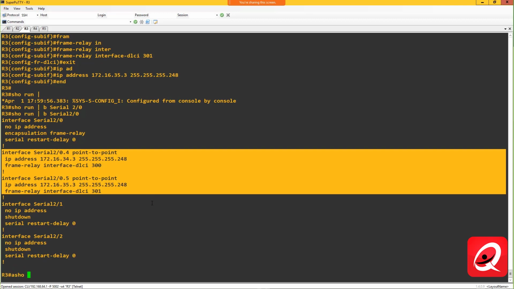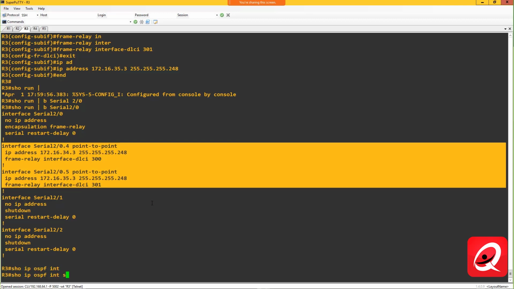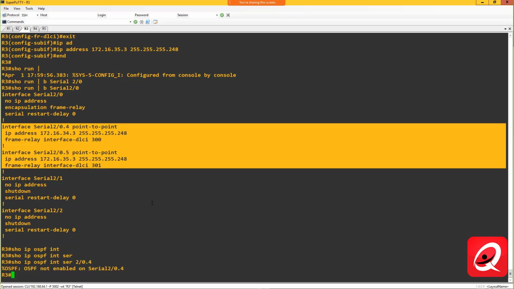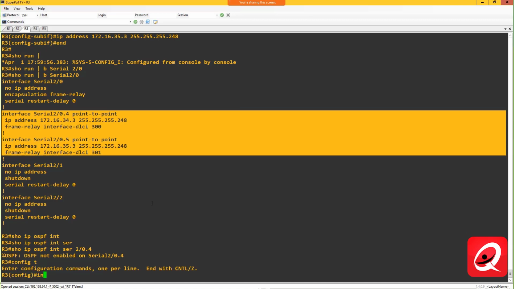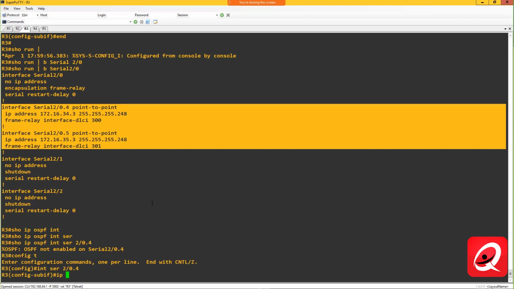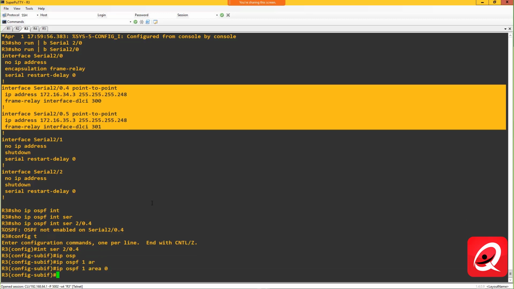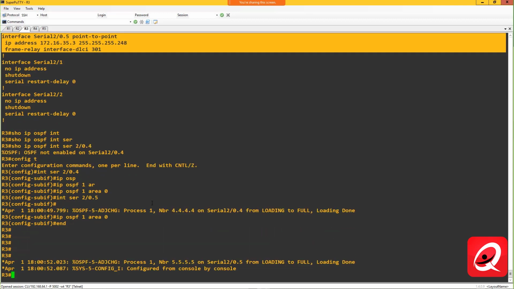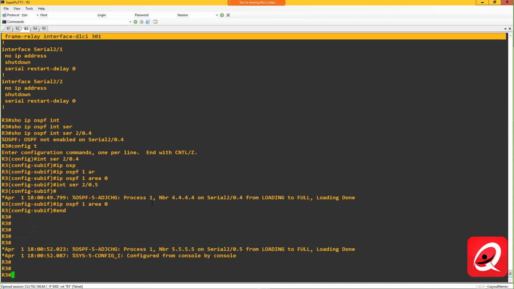All right. So if I do a show ip ospf interface serial 2/0.4, oh, yep, that would help. Let's do that. Config t, interface serial 2/0.4, ip ospf 1 area 0, and let's do 5. You can see we immediately formed our adjacency.